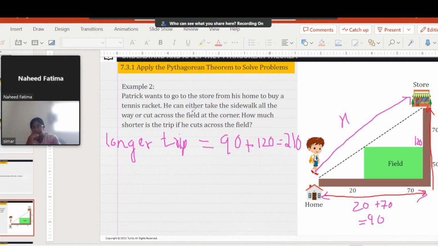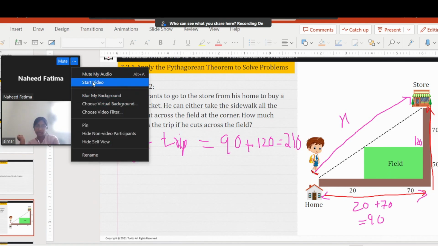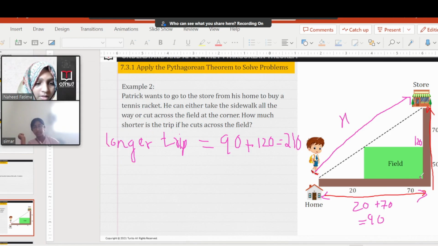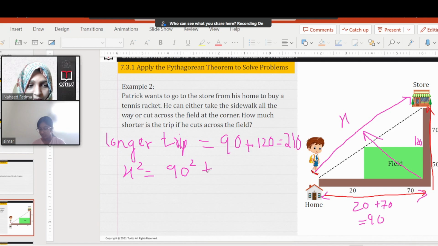Now for the shorter trip, what do we have to calculate? The shorter trip is your hypotenuse, because it is the side opposite to your 90-degree angle. So now let's apply Pythagoras for this. According to the Pythagoras theorem, hypotenuse square, which is x square, equals side 1, which is 90 square, plus side 2, which is 120 square.